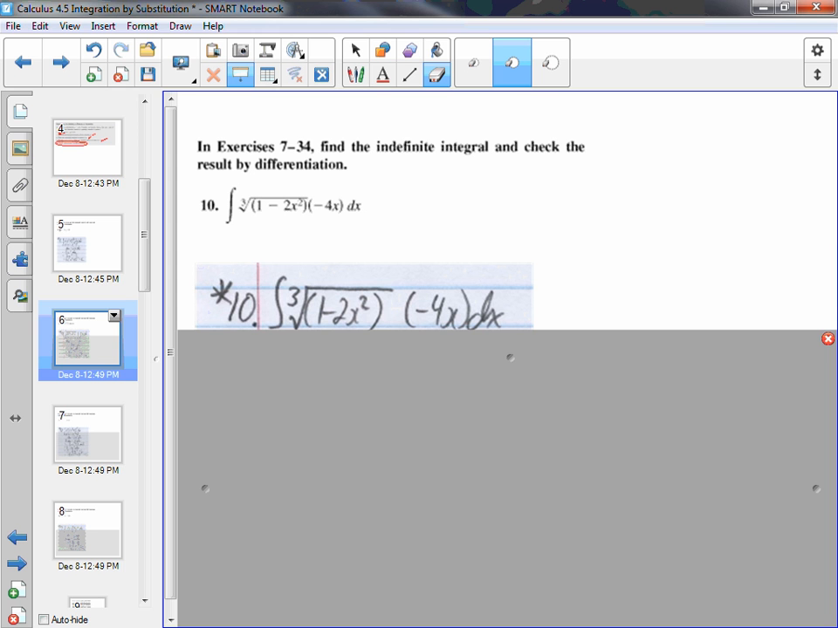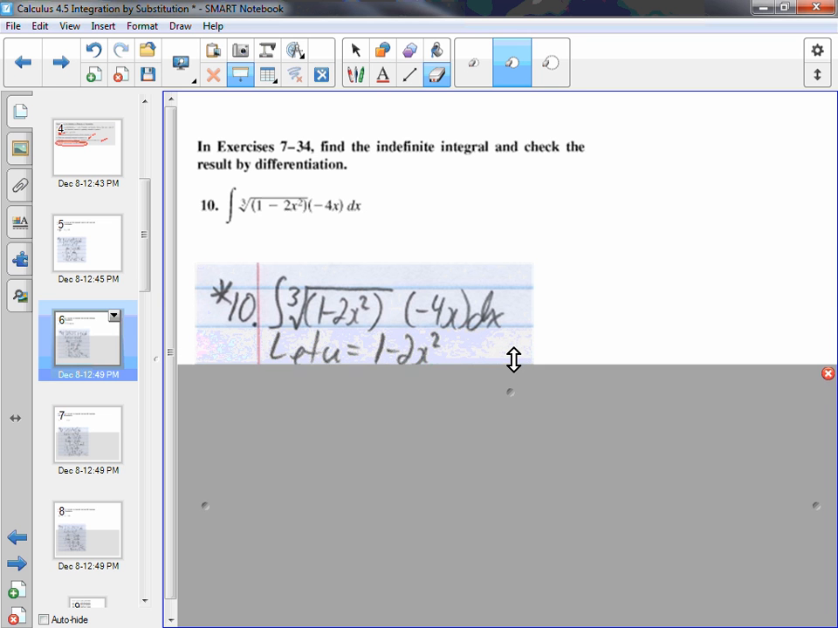All right, number 10. Whenever possible, I still want u to be a quantity with an exponent on it. Okay? So, what do you think u ought to equal? 1 minus 2x squared, negative 4x, cube root of 1 minus 2x squared. What do you think u should equal? It's just the quantity. u is the quantity. You're looking for a quantity with an exponent, but then you want u to be that quantity.